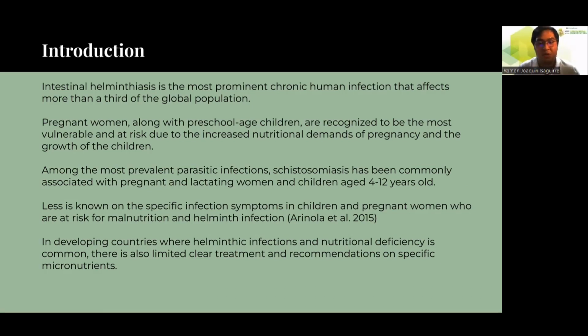Next slide. As a short introduction, intestinal helminthiasis to this day is the most prominent chronic human infection that affects more than a third of the global population. Amongst the many that are affected by this disease, both pregnant women and preschool age children are recognized to be the most vulnerable and at risk due to the increased nutritional demands of pregnancy and the growth and development of the children. One of the more prevalent parasitic infections is schistosomiasis, which is commonly associated with pregnant and lactating women, along with children aged 4 to 12 years old.